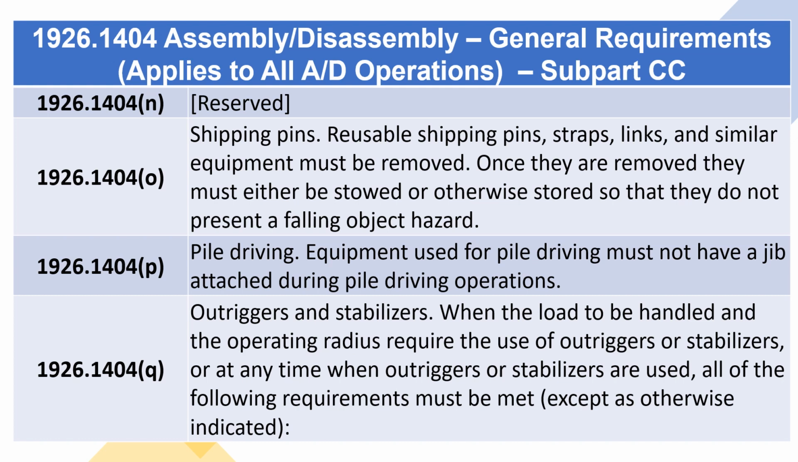1926.1404 P. Pile driving. Equipment used for pile driving must not have a jib attached during pile driving operations. 1926.1404 Q. Outriggers and stabilizers. When the load to be handled and the operating radius require the use of outriggers or stabilizers, or at any time when outriggers or stabilizers are used, all of the following requirements must be met, except as otherwise indicated.